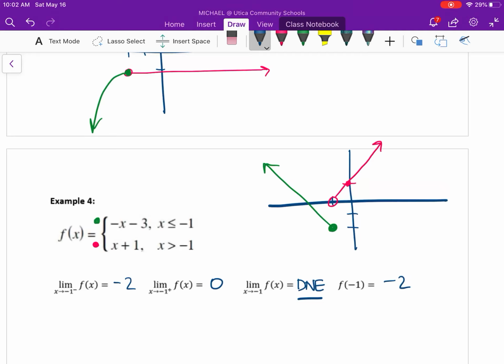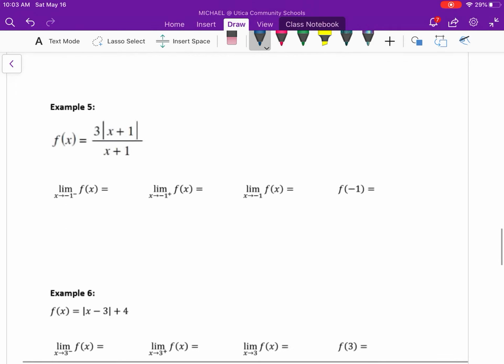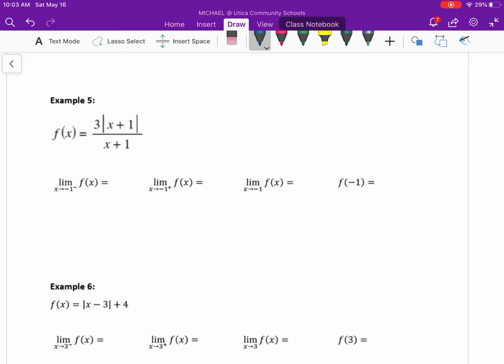All right, the last two types of examples we're going to look at are absolute value functions, which are, in their own way, piecewise functions. So let's take a look at the first one, example 5. We've seen this before when we were looking at the tables. I don't know if you recall, but just to give you an idea, if we look at a table of these function values, negative 1 is where it kind of makes a change.